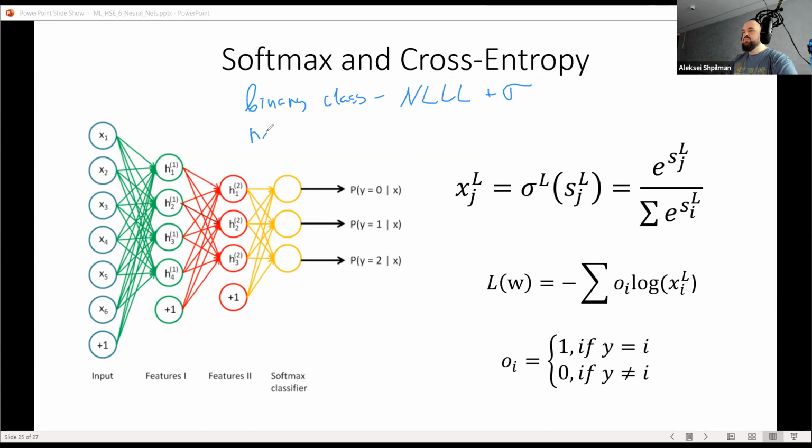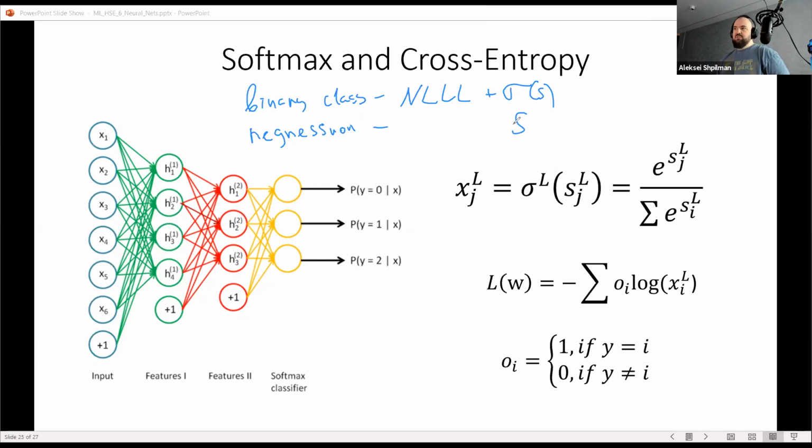Now, if you have a regression problem, what shall we use? What is the output for regression? Well, it's a number, right? So let's just have number S. So S would be the output for regression, right?